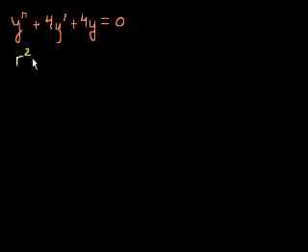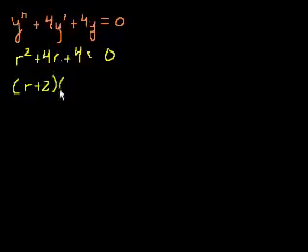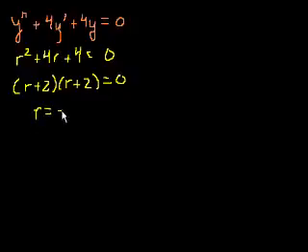That's r squared plus 4r plus 4 is equal to 0. This one's fairly easy to factor. We don't need the quadratic equation here. This is r plus 2 times r plus 2. And now something interesting happens, something that we haven't seen before. The two roots of our characteristic equation are actually the same number. r is equal to minus 2.